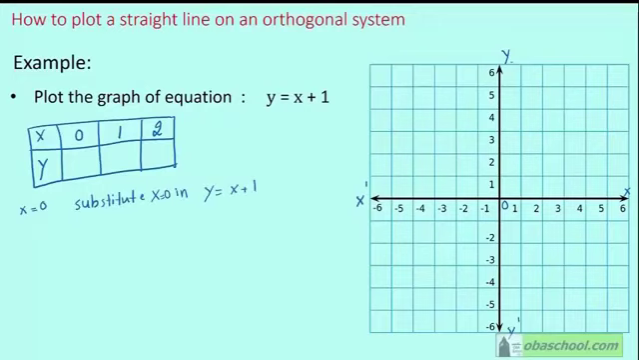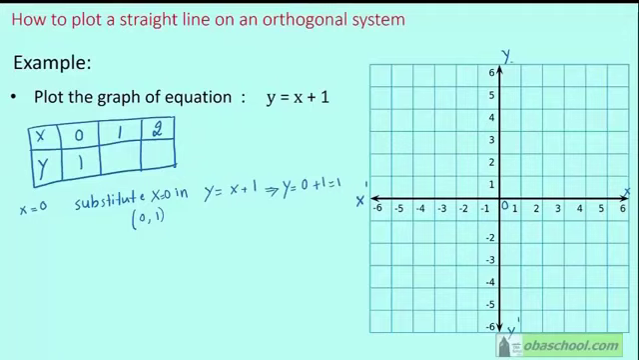For example, when the value of x is 0, the equation will be y equals x plus 1. So 0 plus 1, then y is equal to 1. So out of this, we are going to know the first coordinate, which is (0, 1).